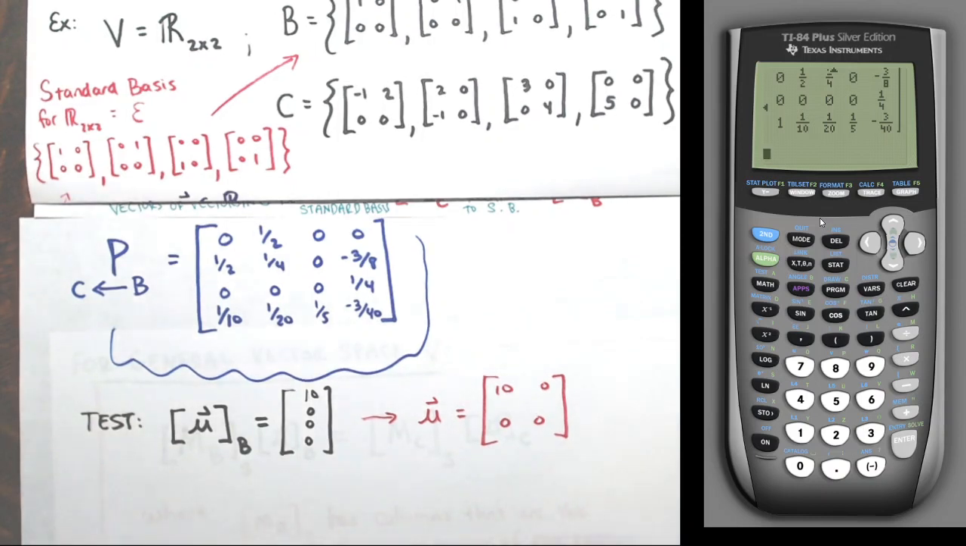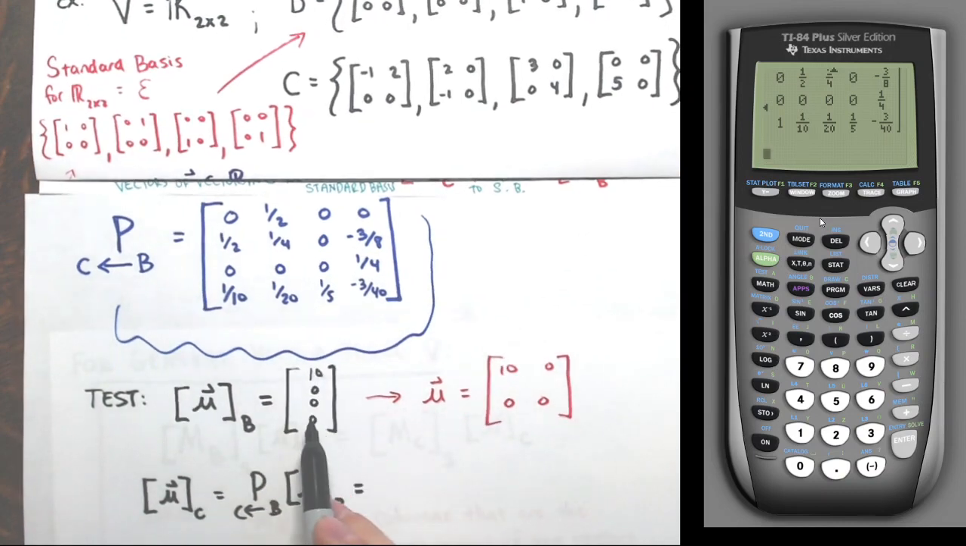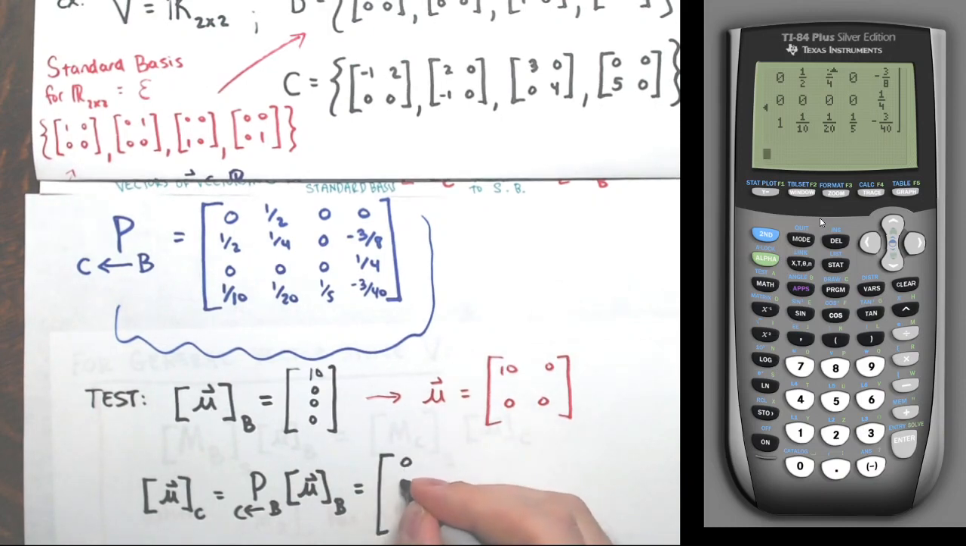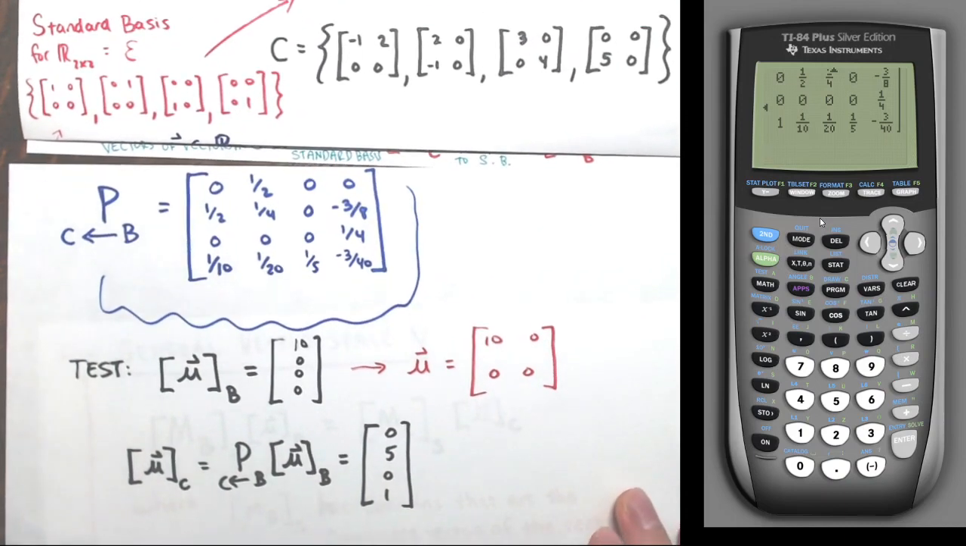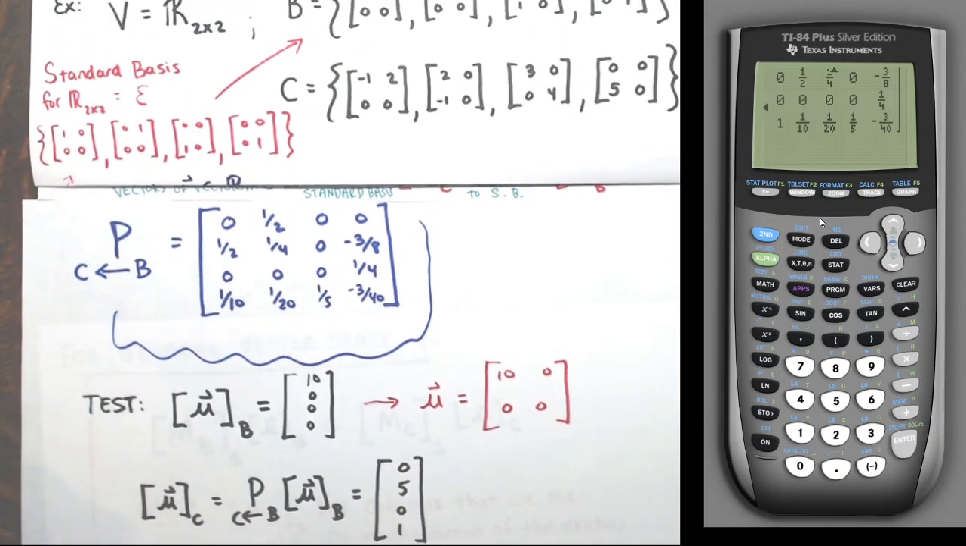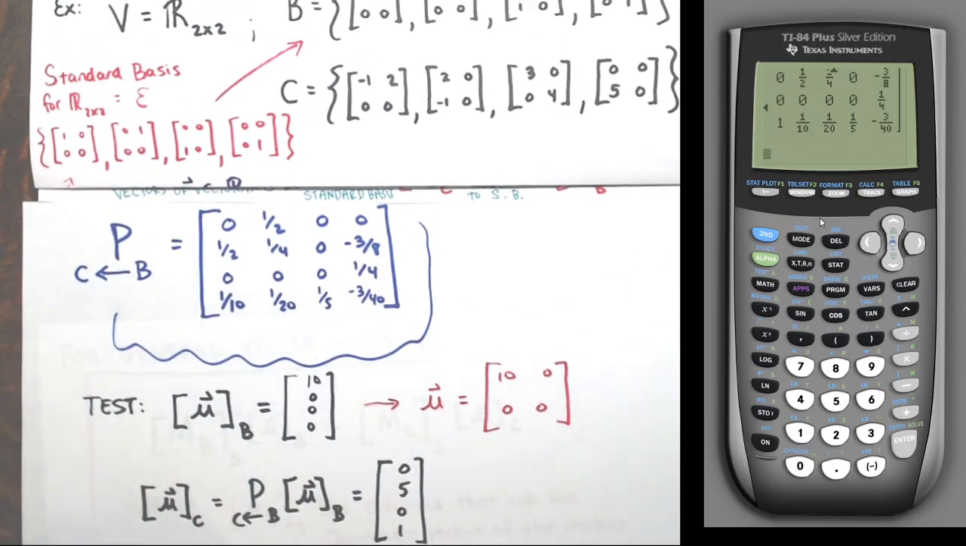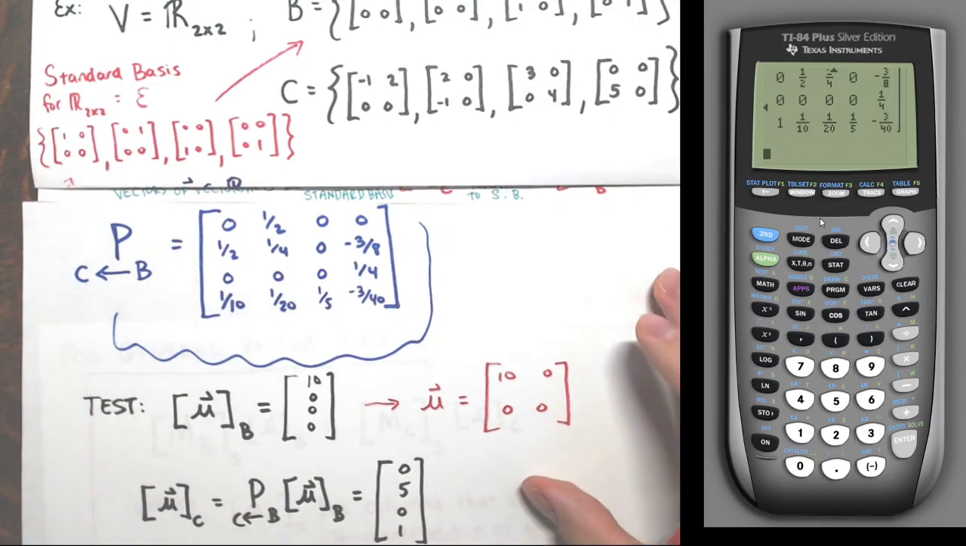All right, and then I multiply. So then U_C here will be equal to my transition matrix from B to C times the coordinates with respect to B. If I were to multiply this matrix by this here, I'd just get 10 times the first column. Hopefully you see that. So I'd get 0 and then 5, 10 times a half, and then 0 and then 1, for the coordinates of this vector U with respect to C. Well, let's see if this works out. Let's see if I get the same 2 by 2 matrix back.